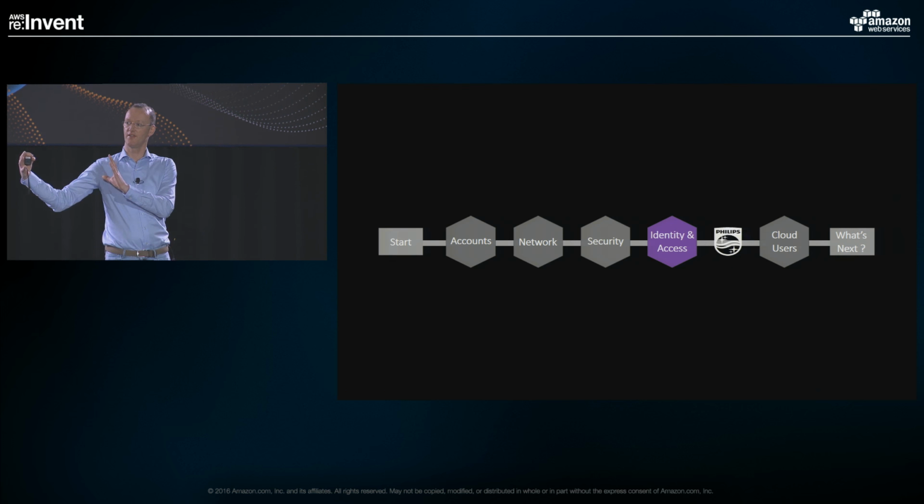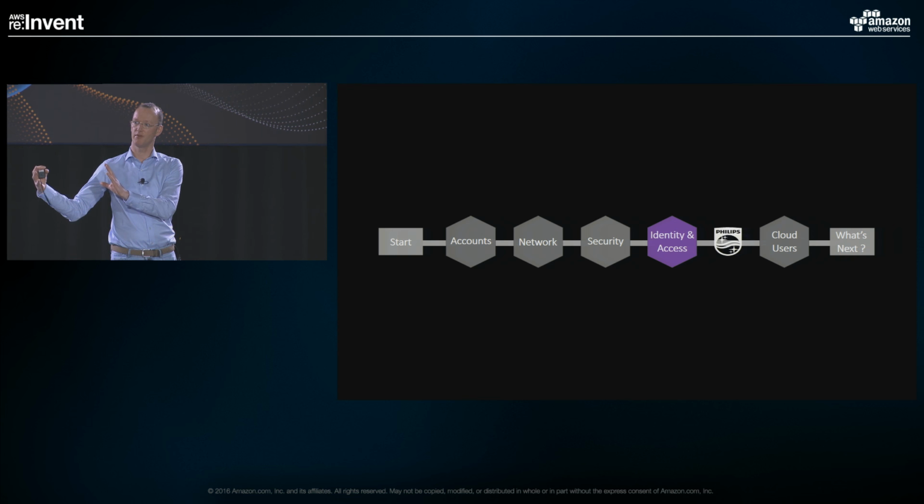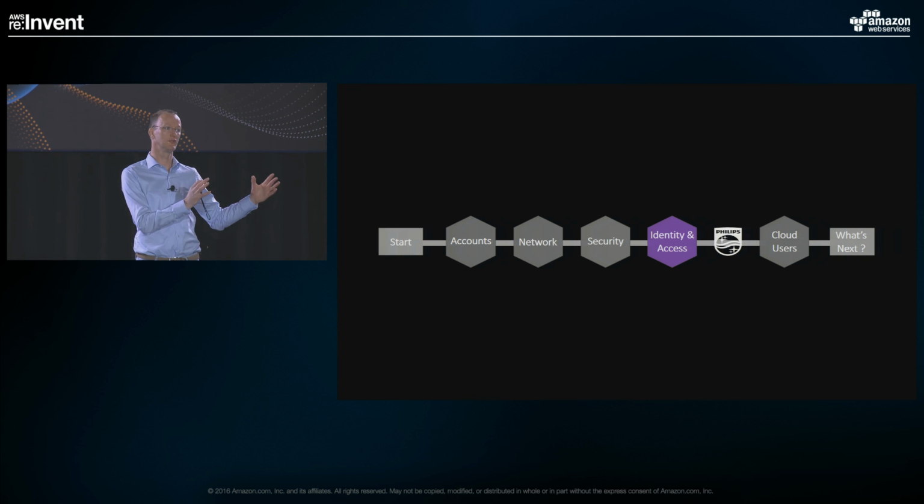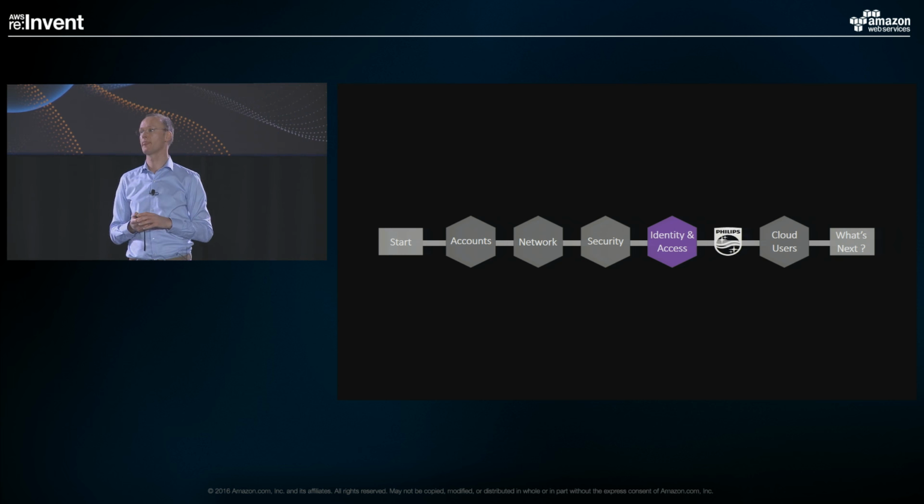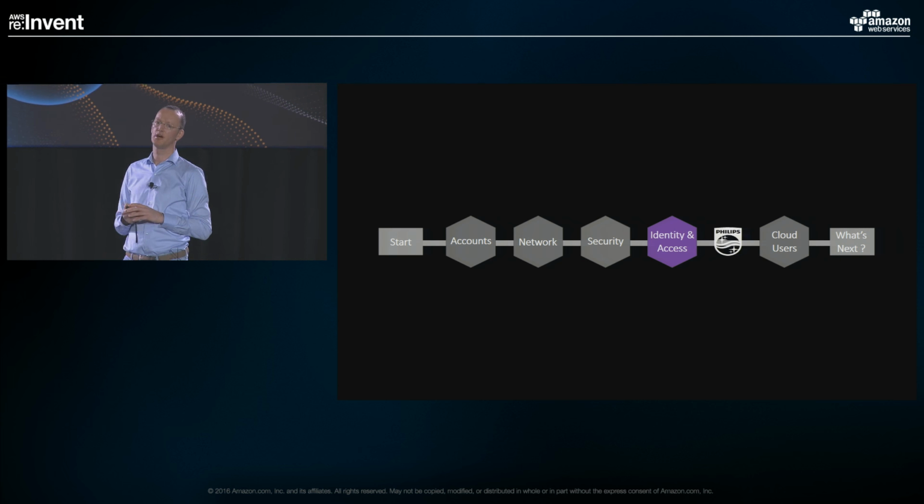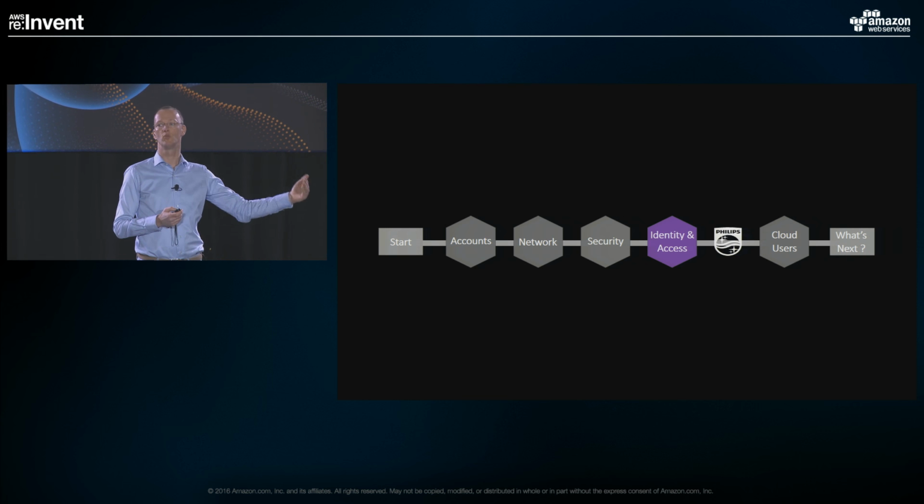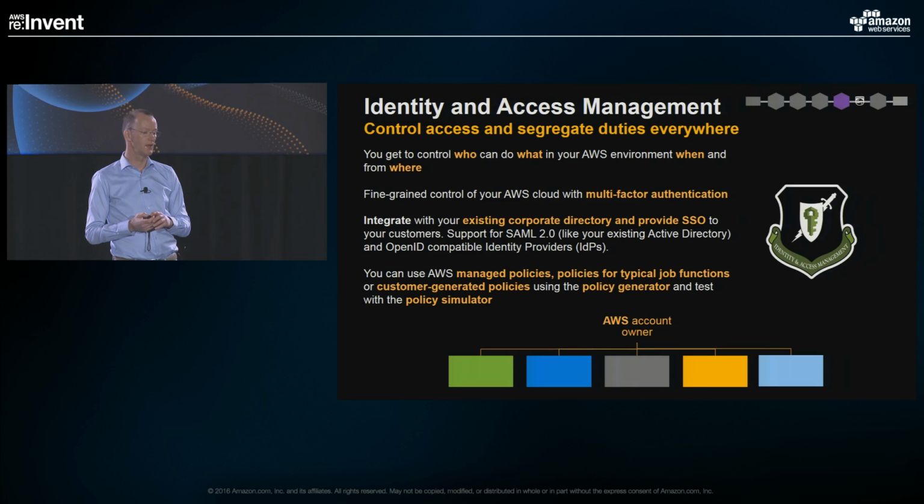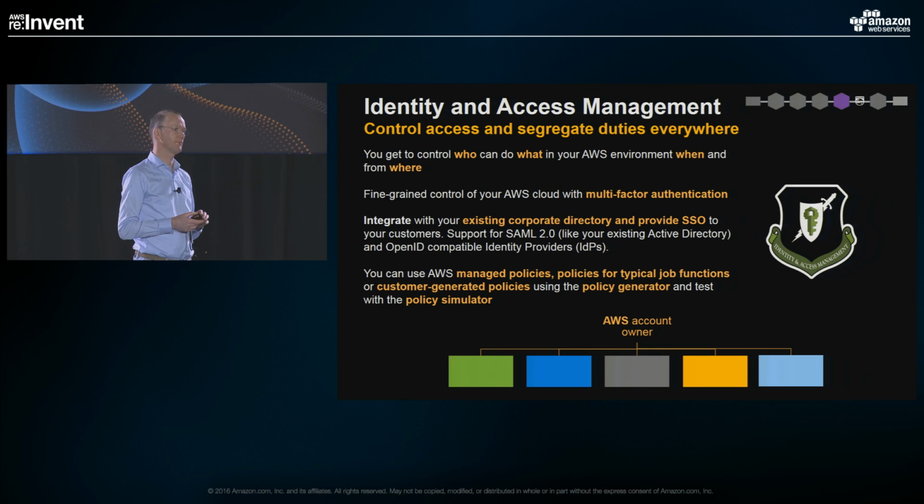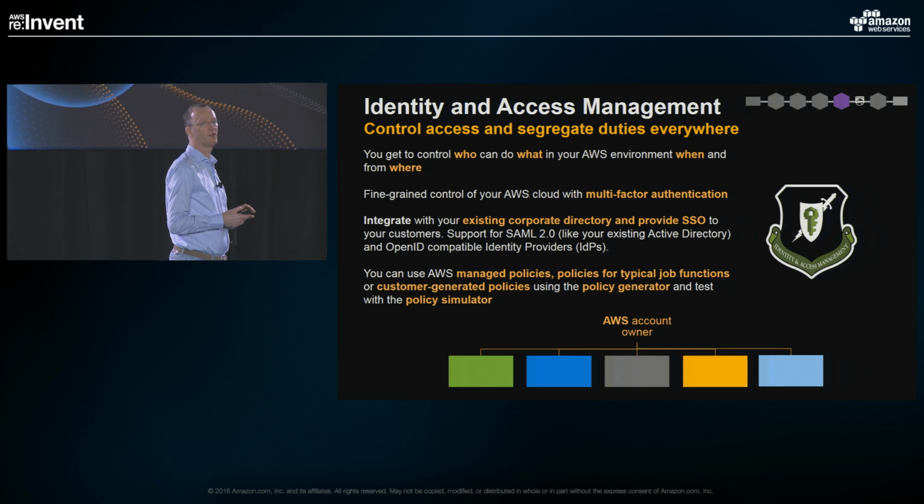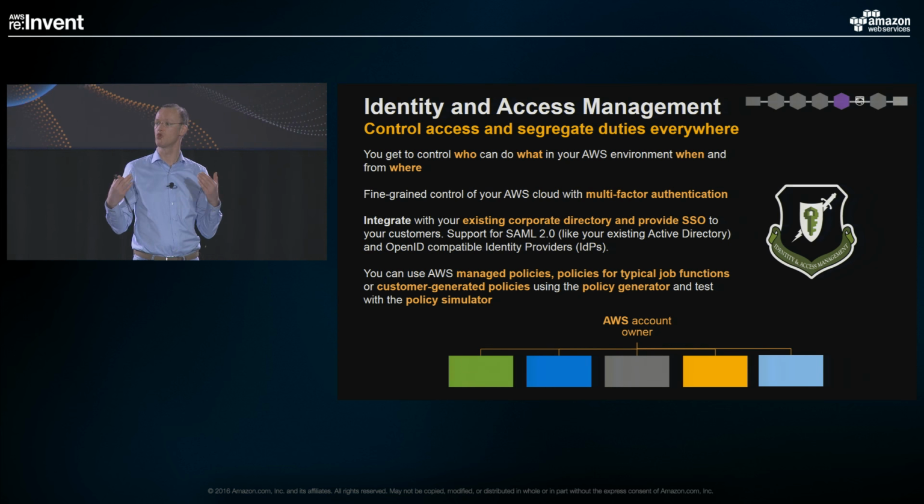So now we discussed the inside and what's happening in my environment part of security. Let's now move to the access management part, and let's see how we can control who is allowed to do what in my AWS environment. And this is where Identity and Access Management comes in. Identity and Access Management is a service that allows you to control who is doing what on my AWS environment.